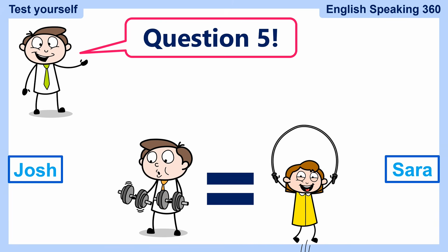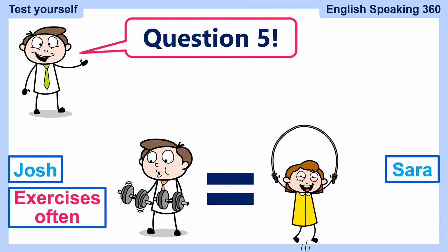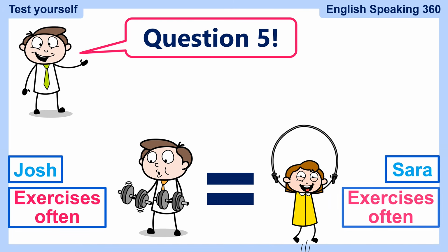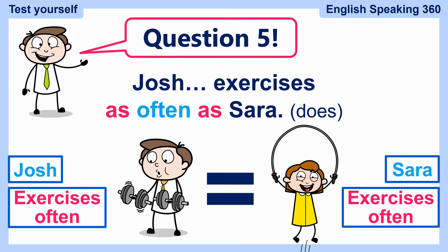Question 5. Josh exercises often. Sarah exercises often. They are equal. But here, remember, you are comparing two actions. So you're going to have to use the adverb often. Let's start the sentence with Josh. Are you ready? Josh exercises as often as Sarah. Josh exercises as often as Sarah does.